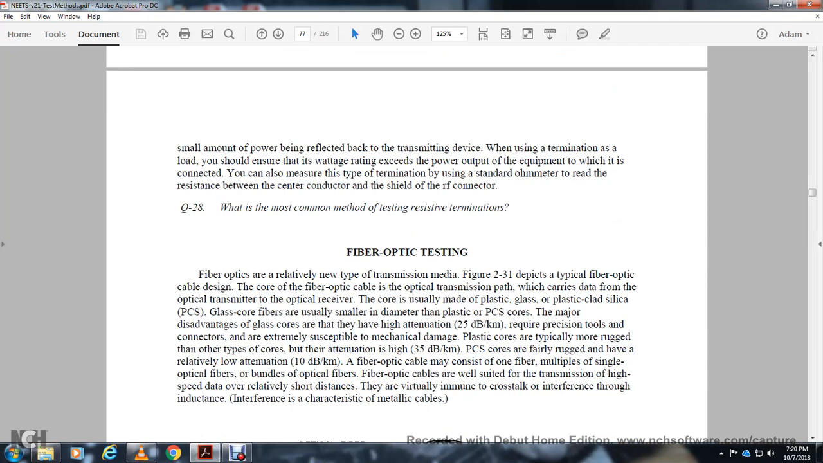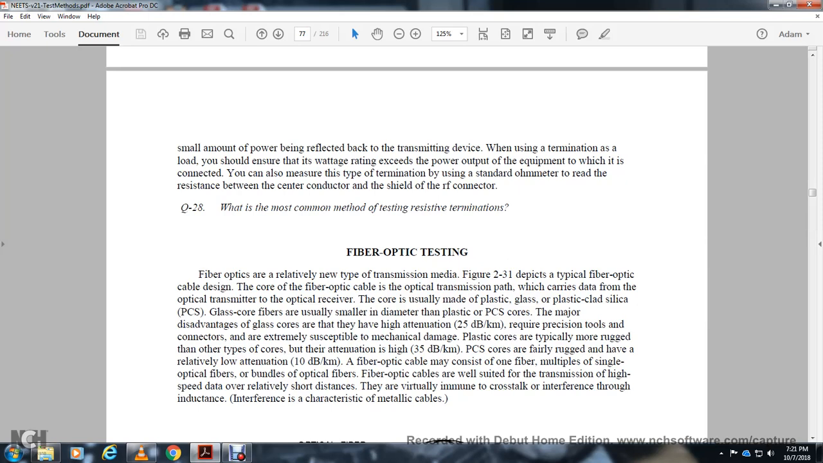Alright. Fiber optic testing. Fiber optic is a relatively new type of transmission media. Figure 231 depicts a typical fiber optic cable design. The core of the fiber optic cable, the optical transmission path, will carry the data from the optical transmitter to the optical receiver. The core is usually made of plastic clad silica, or a glass core, usually with a smaller diameter with the PCS cores.